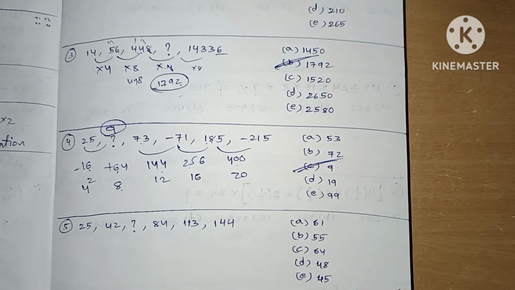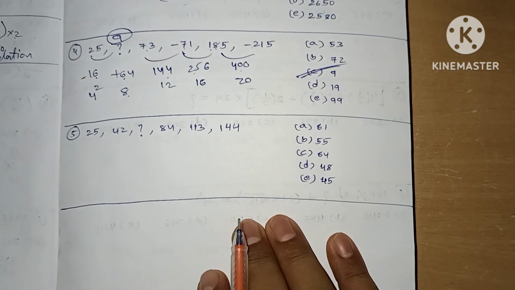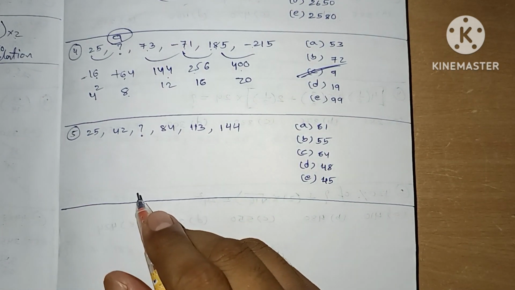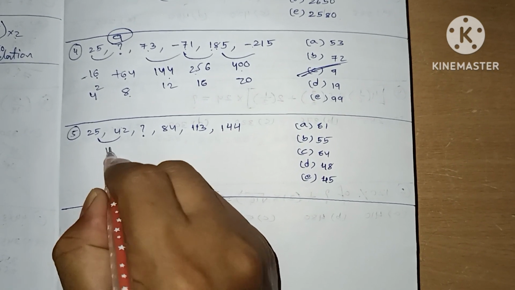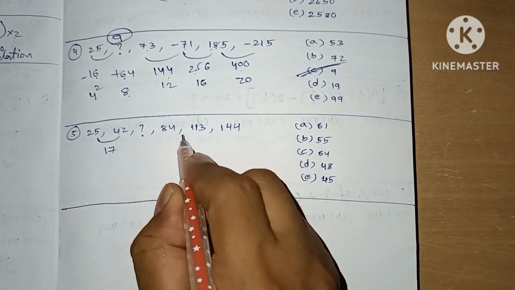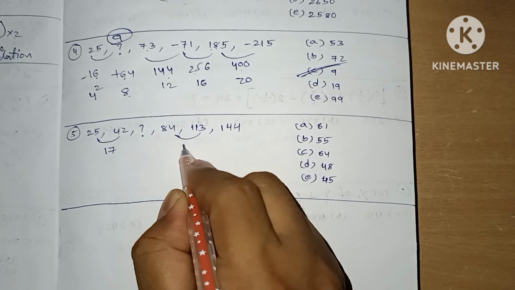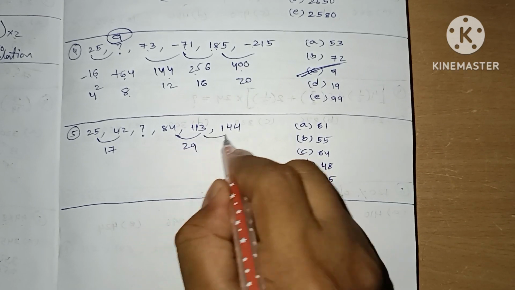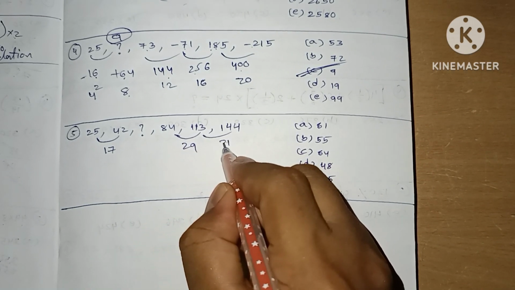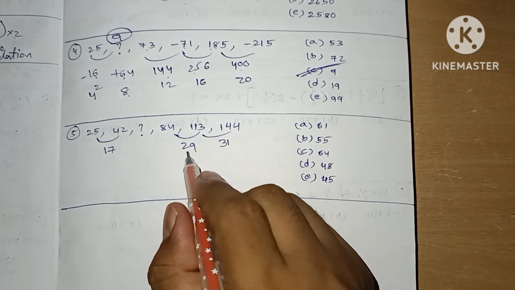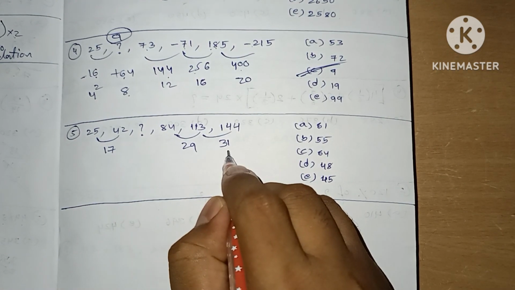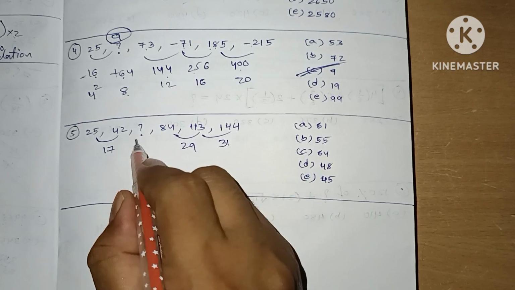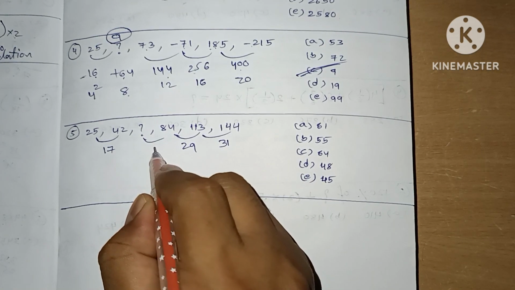Next, fifth question. Here we see difference of these two is 17, and here the difference between these two is 29. Here the difference is 31. So these look like prime numbers. So here is also a prime number of 23.